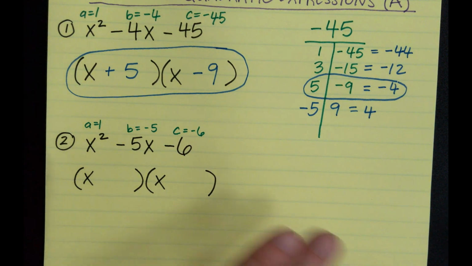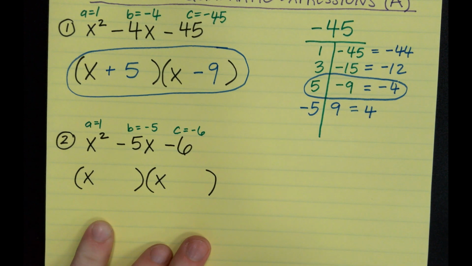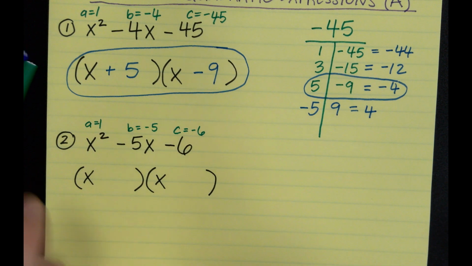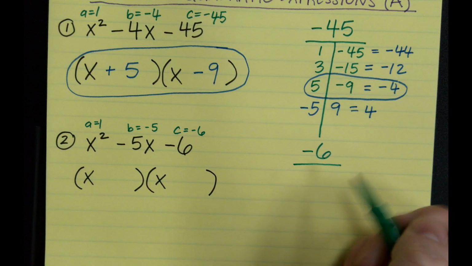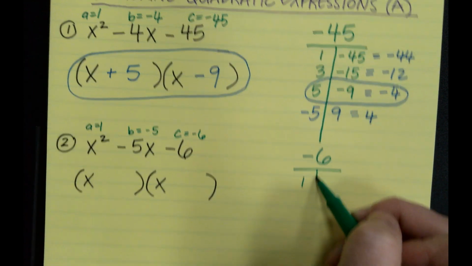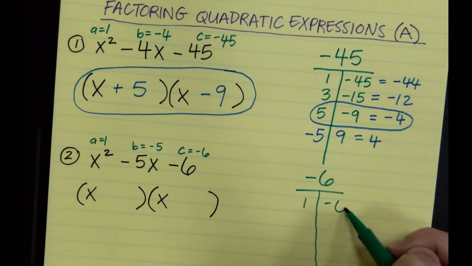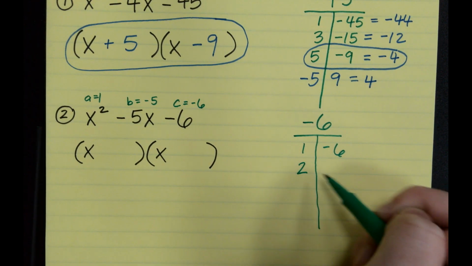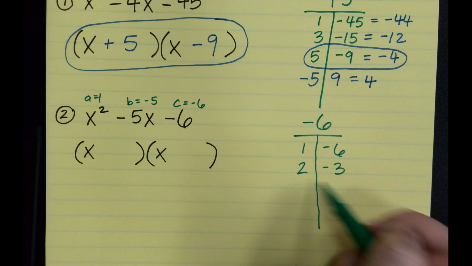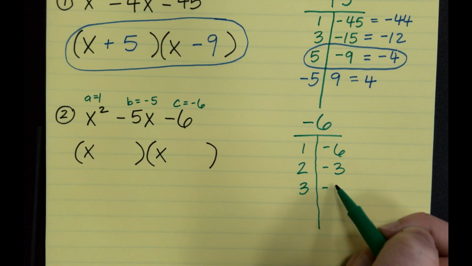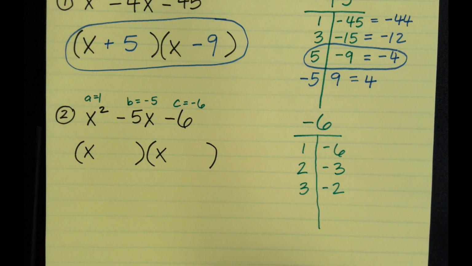Okay, so what number are we trying to find the factors of first? -6. Good. So let's write out all the numbers we could multiply together to get -6. I got 1 and -6, 2 and -3, and then 3, -2. And then we'll keep going if we need more, but let's check these already.